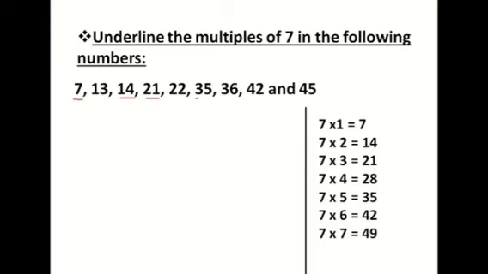Yes, it is there. So underline please. Now go for 7 sixes are 42. 36 is not there in the table of 7. So we will underline 42. Now 7 sevens are 49. 45 is not there in the table of 7. So the numbers 7, 14, 21, 35 and 42 are the numbers here which are multiples of 7. So you can write down the answers also.